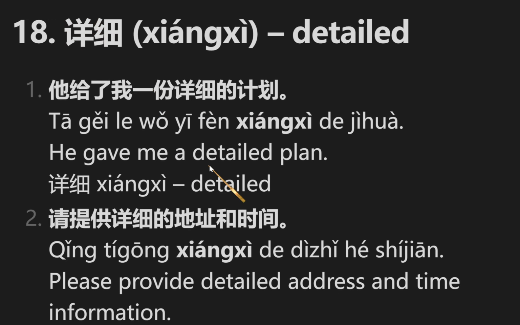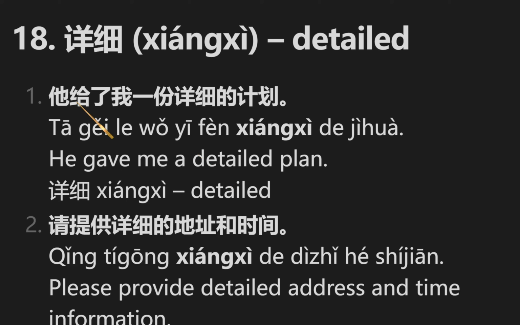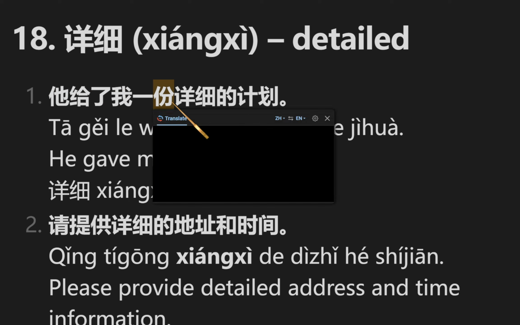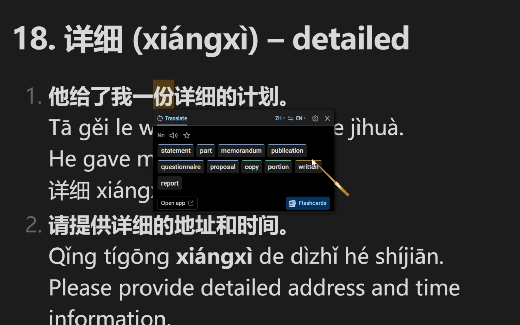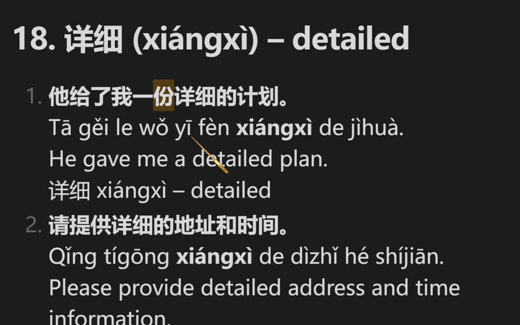详细, let's see. He gave me a detailed plan. 他给了我一份详细的计划. 计划 is plan. Which plan? 详细的, the detailed plan. 他给了, gave, remember 给了, gave, right? 他给了我一份, here is a fun measure word for plan. Sometimes it's a measure word also for jobs. But for now, I think we will not need this one in detail. 他给了我一份详细的计划, detailed plan.